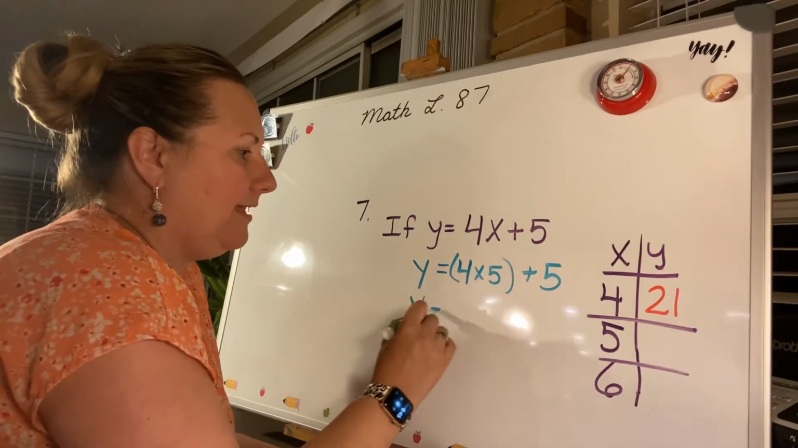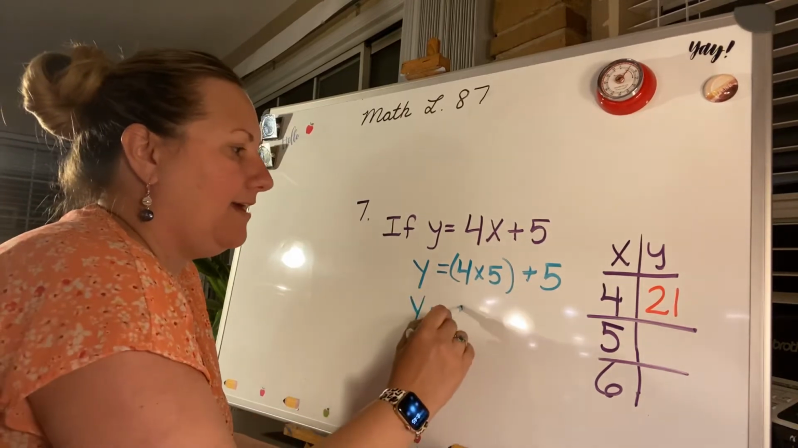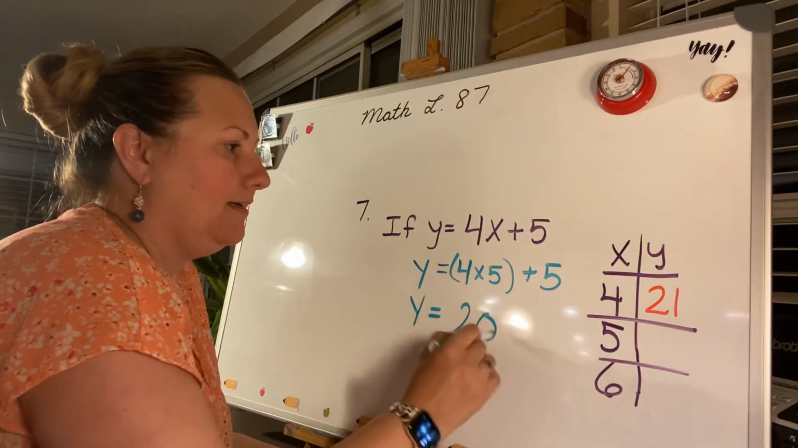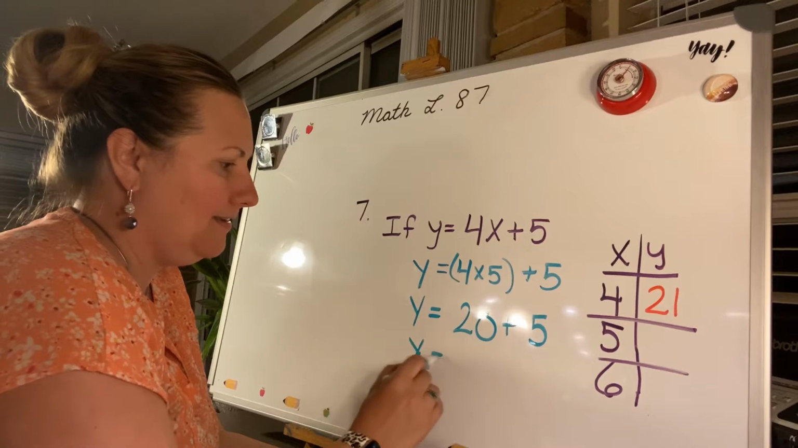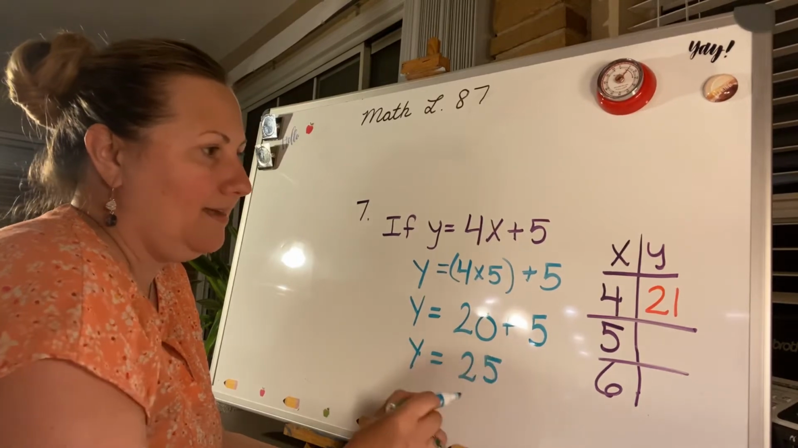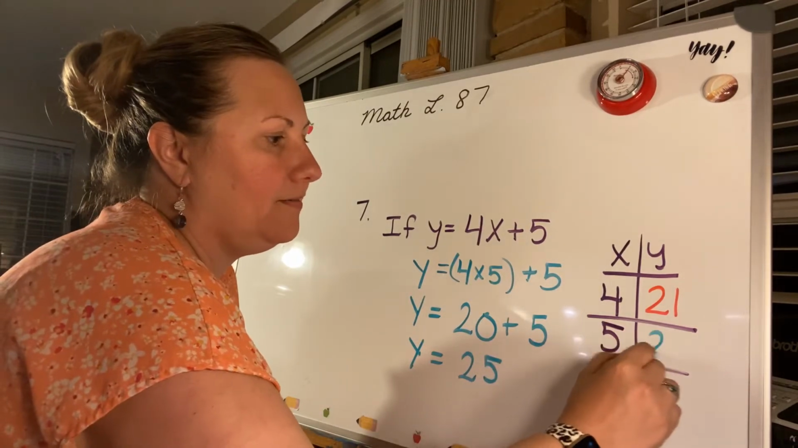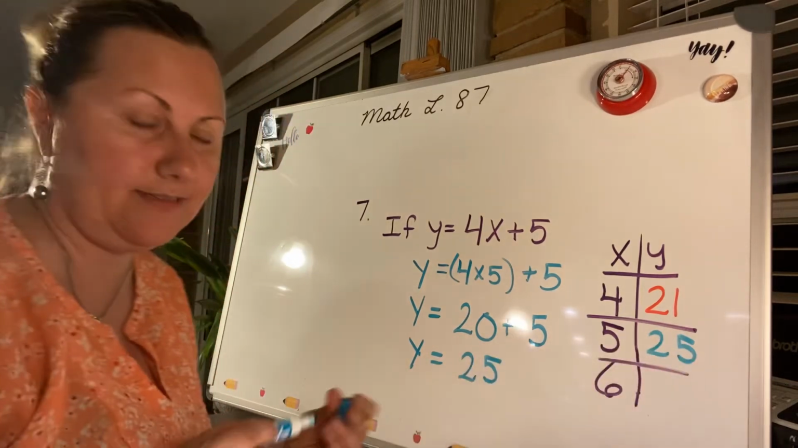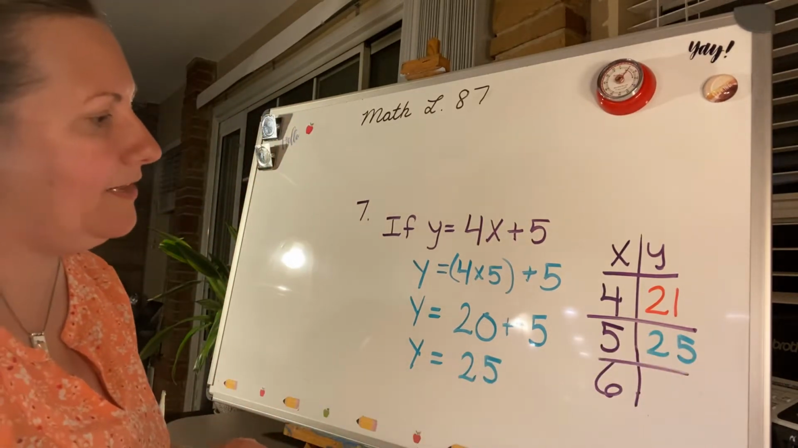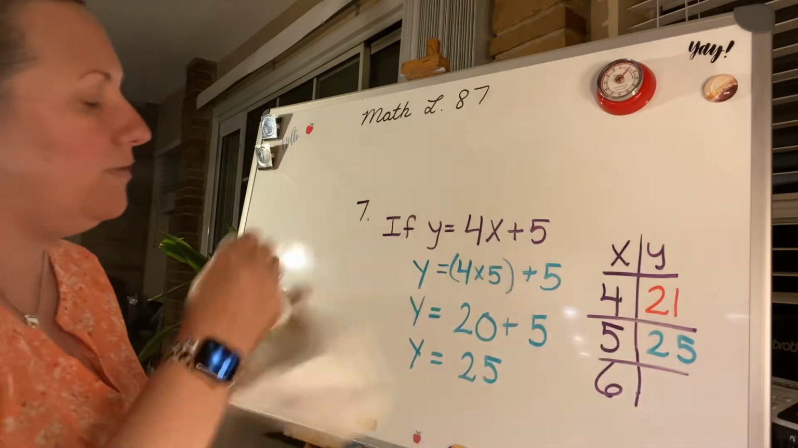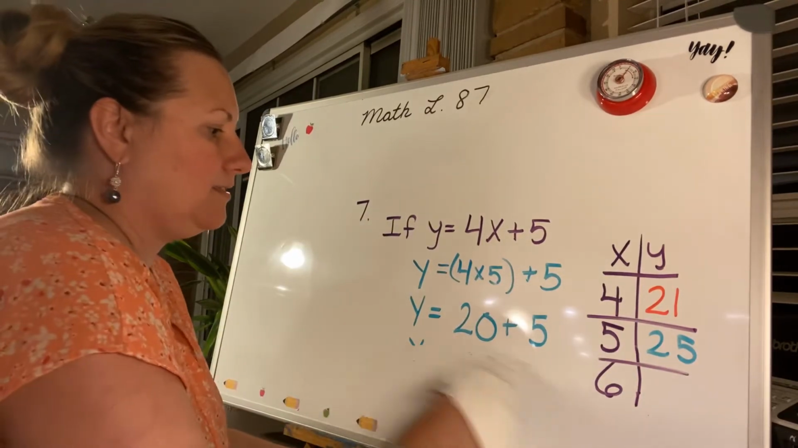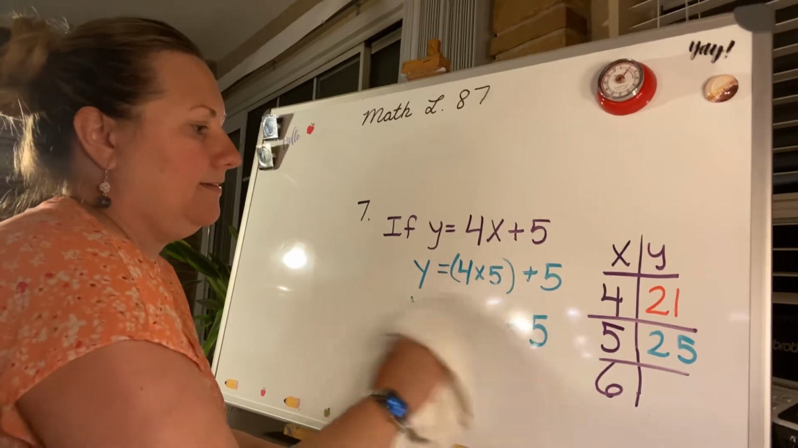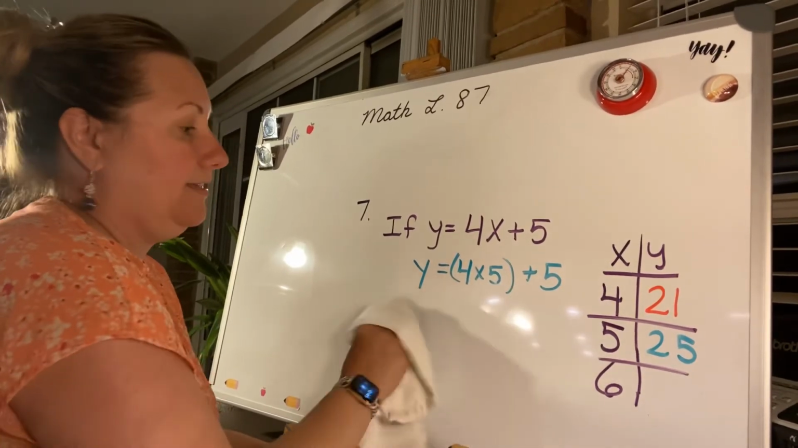Okay, and then we say 4 times 5 is 20. Add another 5 and keep simplifying until you get y is 25. Oh, this is a very colorful table, isn't it? Y is 25. Okay, now we have to do it one more time, but this time we have to replace that x with a 6. Okay, I want to see all of this written, guys.